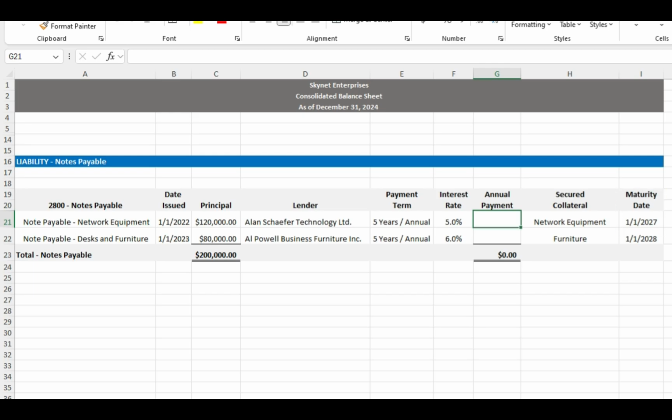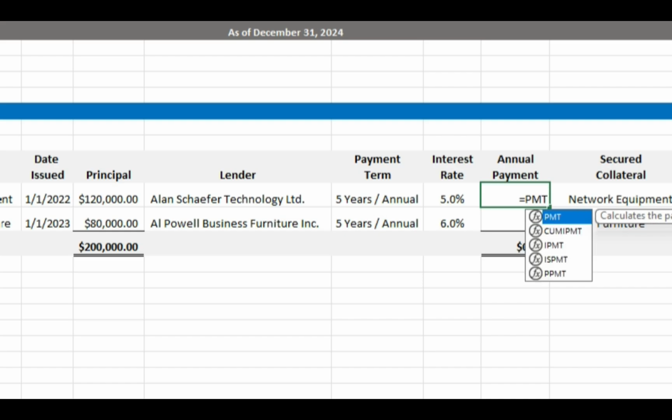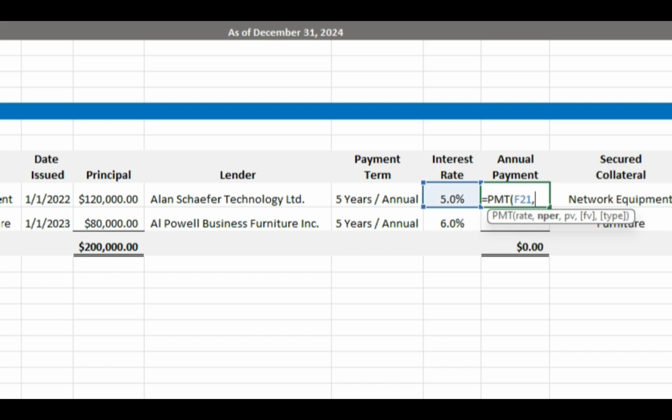So let's just do the payment for this. We're going to use our payment function in Excel. So we need to grab our interest rate. It's a 5-year loan with 5 payments. So we're going to put 5. Present value, we're going to negative what we borrowed. And again, future value is going to be 0 because they're expecting that we've paid this in full. So our annual payment for borrowing money for this network equipment, $27,716.98.